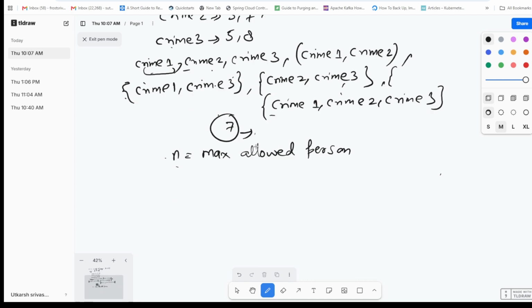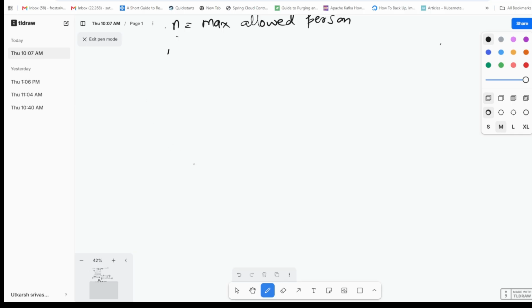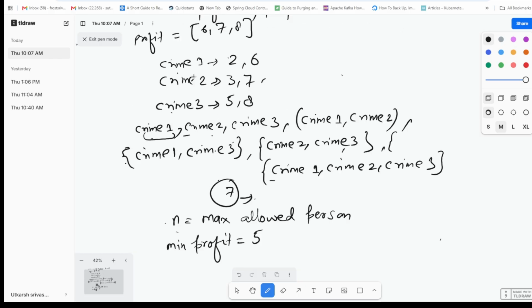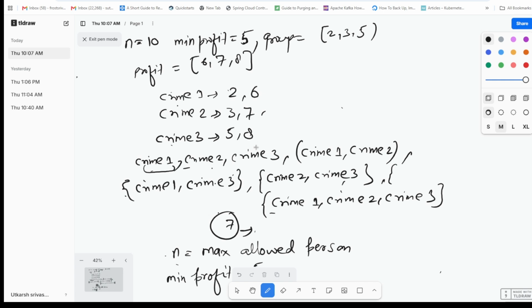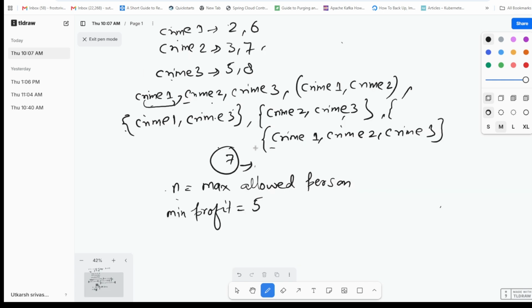So basically there are two conditions here: n and the min profit, that is 5. Our condition is the number of persons allowed max is n, and we should cross this min profit. Again, this is a subset type of problem. We are generating all the possible combinations and counting them with these two constraints.